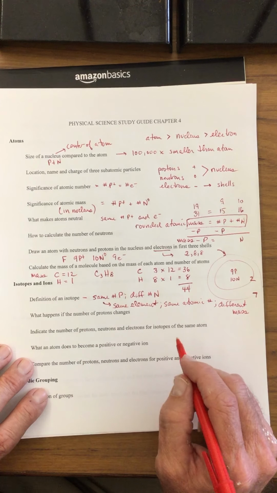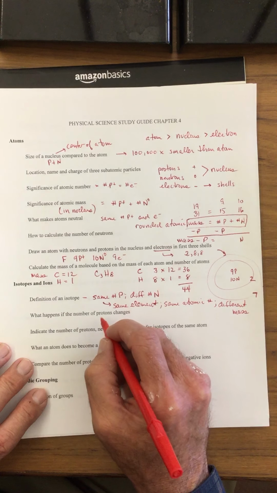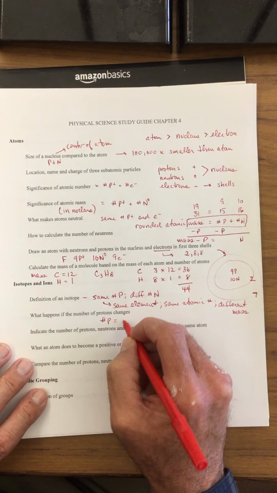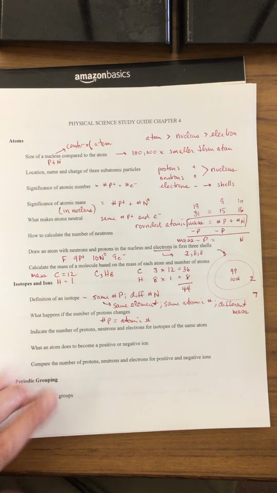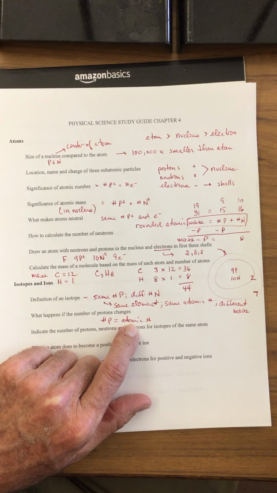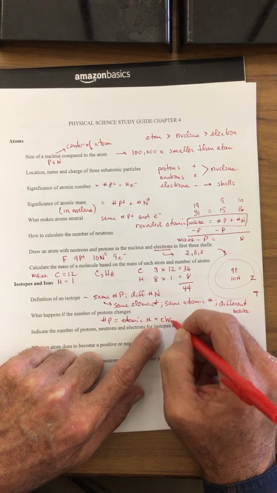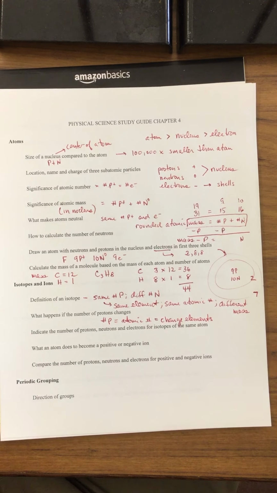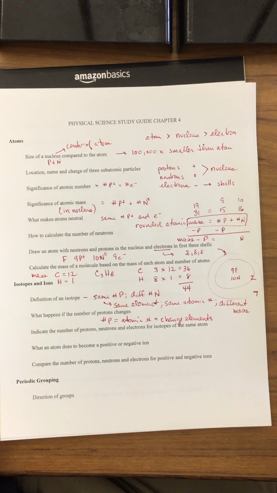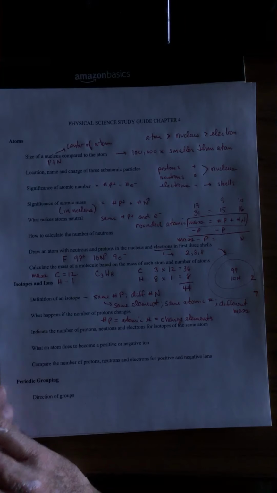What happens if the number of protons changes? We actually change elements. So the number of protons is equal to the atomic number. So if we change the number of protons, we change the atomic number. And if you change the atomic number, you change elements. So that's what happened to C14 when it decayed to nitrogen 14. It had the same mass, but it had a different number of protons, so it's a different atomic number. It changed to nitrogen.